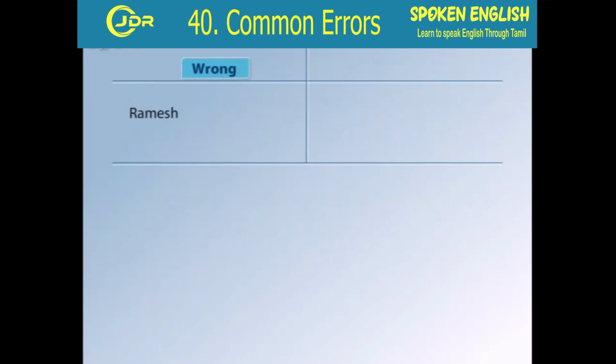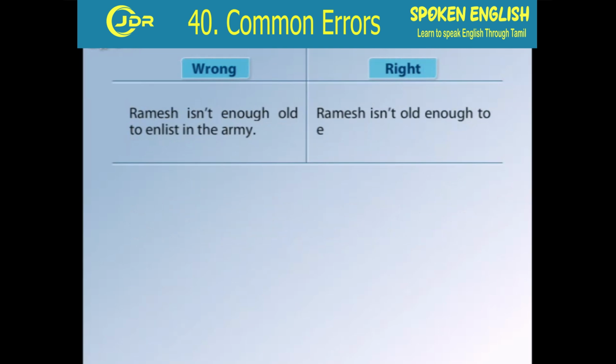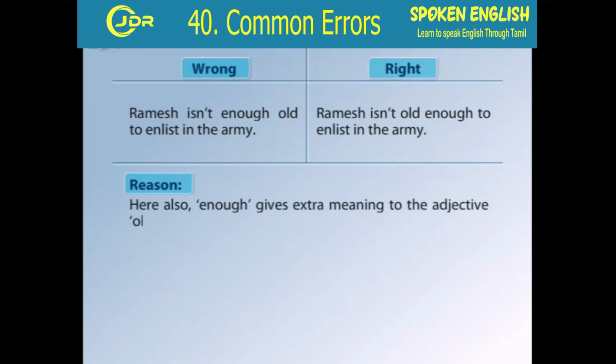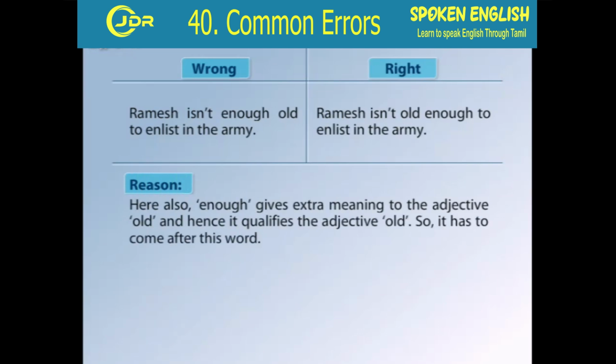Wrong. Ramesh isn't enough old to enlist in the army. Right. Ramesh isn't old enough to enlist in the army. Reason, here also enough gives extra meaning to the adjective old, and hence it qualifies the adjective old, so it has to come after this word.